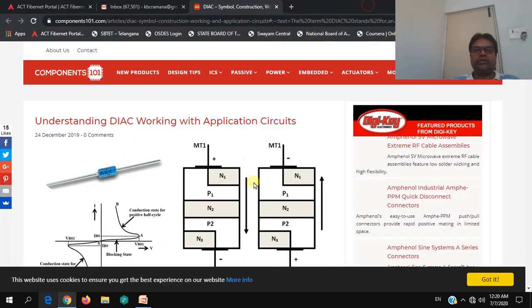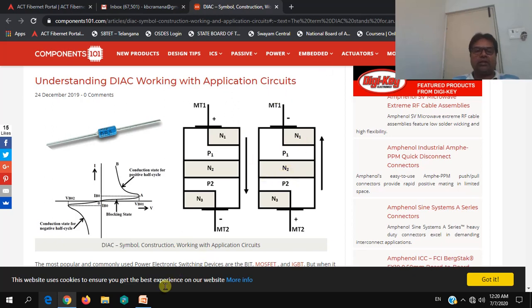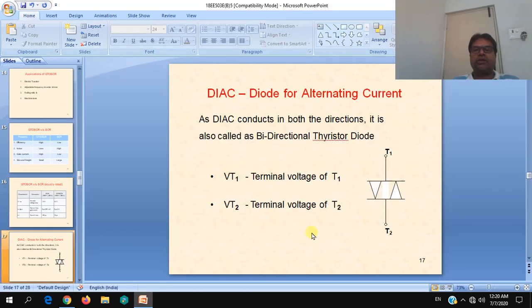Then we will be discussing our next device, the DIAC. DIAC, as the name indicates, is a diode for alternating current. As it conducts in both directions, it is also called a bidirectional thyristor diode. It falls under the thyristor family.